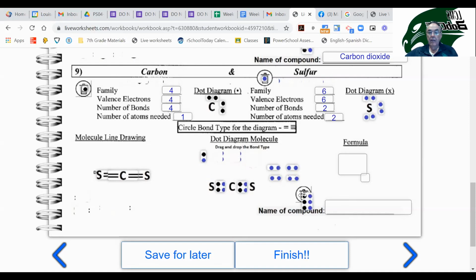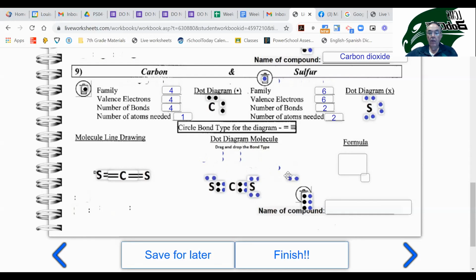We can get rid of these unused bonds and put them in the trash. Look up here, carbon should have 4 dots in its dot diagram. And down here, we have 1, 2, 3, 4 black dots. So we have all those. But each sulfur is supposed to have 6 dots in its dot diagram. And here we only have 2. So we need 3, 4, 5, 6.